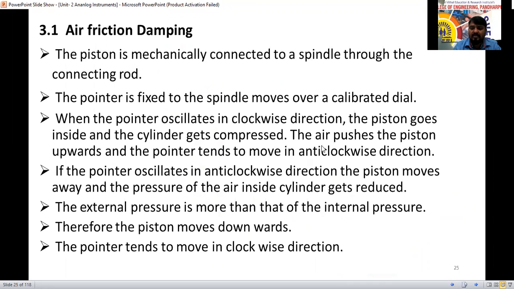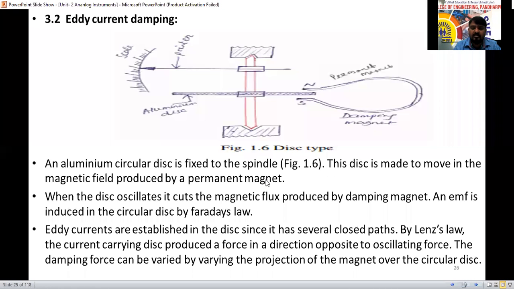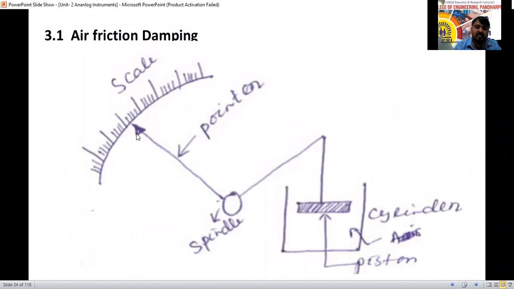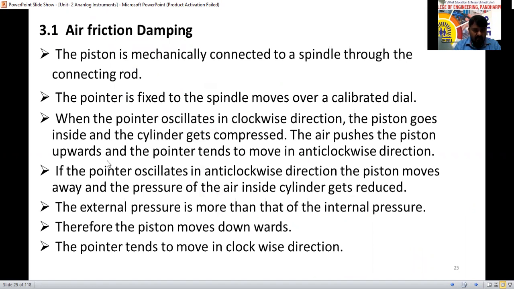So the compressed air pushes the piston to the upward side, and the pointer tends to move in the anti-clockwise direction. उस time में क्या हो जाएगा? It pushes चालू हो गए तो the pointer will start to rotate in the anti-clockwise direction. In that situation, the compressed air will start to push the piston outside here now. So on the upward side, the pointer tends to move in the anti-clockwise direction.